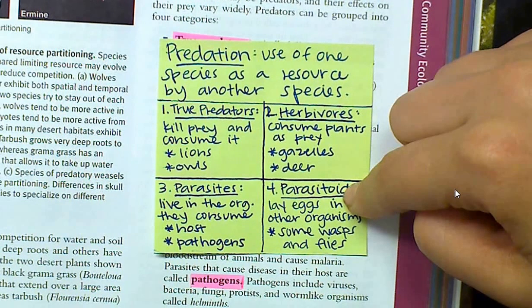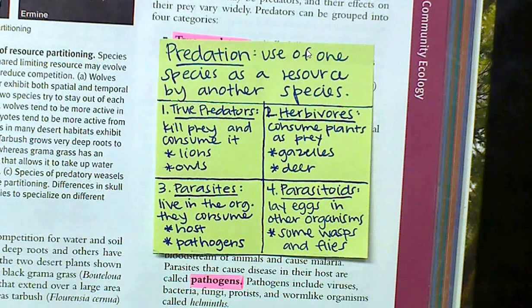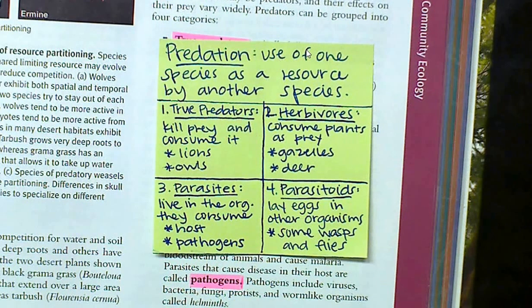So I just divided my sticky notes into four. True predators is the one that you normally think of when someone says predator. They kill the prey and then they consume it, like lions or owls.